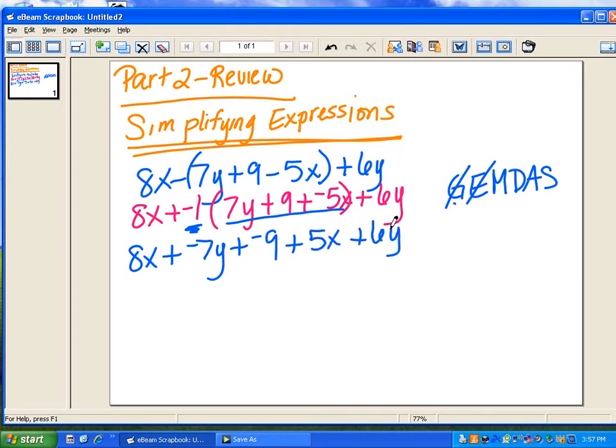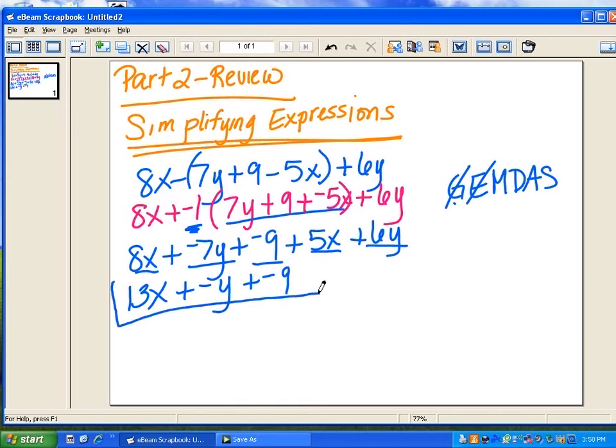And now I have to combine my like terms. I've got some x's: I've got 5x and I've got 8x, and that makes a total of 13x. And when you're doing this, you're actually using your addition and subtraction of integers to do these kinds of simplification problems. And then you have a positive 6y and a -7y, which makes a negative y. And then you have this -9 left, and nothing else can be combined. So this is your final answer.